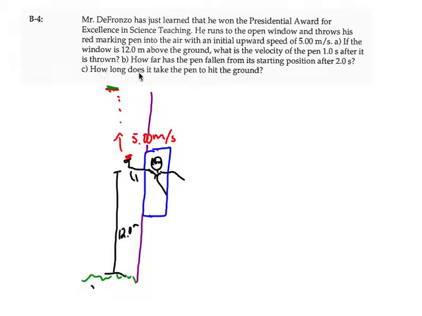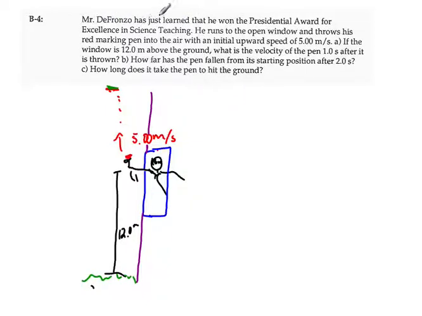Alright, let's try B-4 again. I did this in class, but I kind of want to redo it so that you guys can see how I did it. You can pause if you need to write something down, or if you don't understand something, you can take a little longer to look at it.